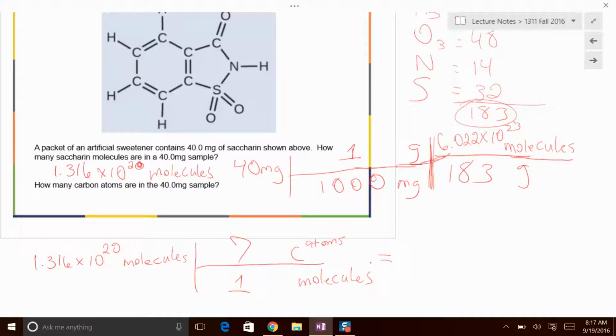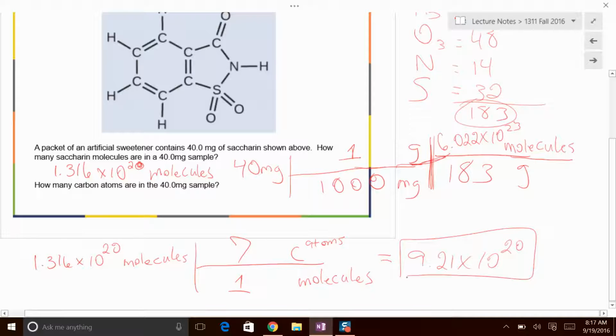(1.316) times 10 to the 20th times 7. 9.21 times 10 to the 20. Okay, good. So that's how many carbon atoms are in this many molecules, which is how many molecules are in that 40 milligram sample. Okay, yeah, I get it. Got it? Yeah, because that's pretty much however big that number is.